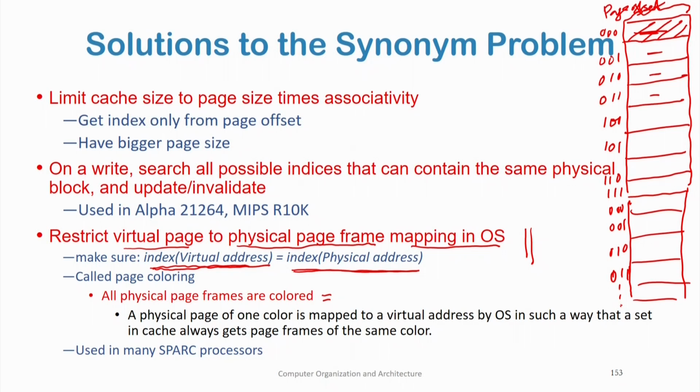Okay. So, I will go and color each page in the physical memory. Statically, before in the system, I will know that this page has color 000, page 2 has color 001, page 3 has color 010, likewise, and again this one will have color 000, this one will have color 001. So, for each page I will know what its color is.